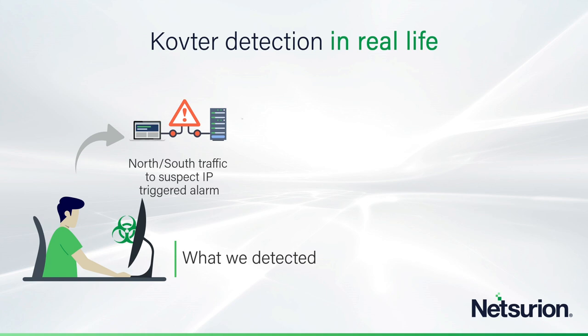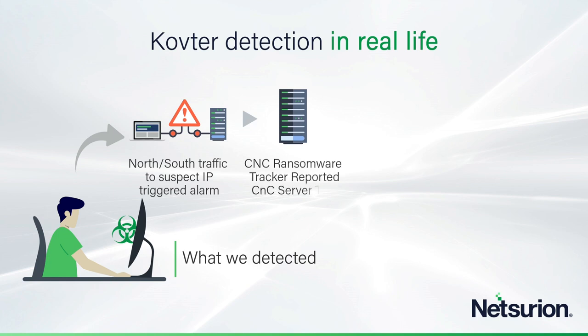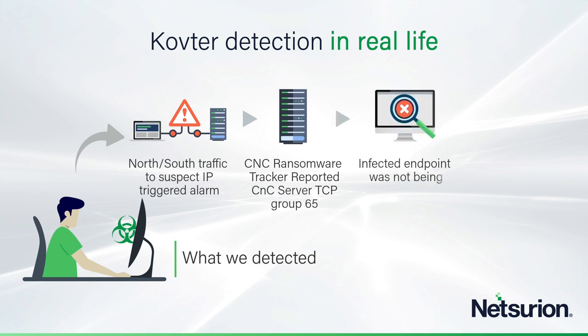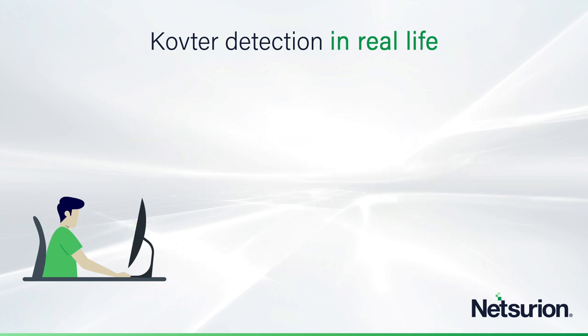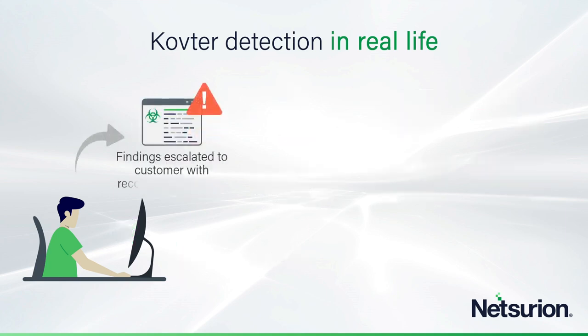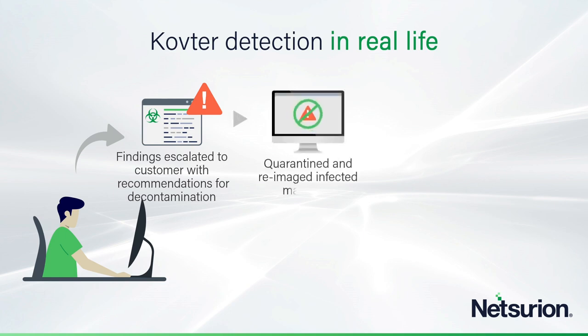And the alarm that got triggered is the CNC ransomware tracker reported. And so the IDS chirped. Now, the endpoint which was causing this problem was not within scope of the NetSurian managed OpenXDR service, but the IDS was. So regardless of the fact that we didn't have the endpoint under coverage, we were catching north-south traffic using the IDS. And so we were able to catch this and then probe further to understand what was going on and escalate findings to the customer with specific recommendations for decontamination: isolate those endpoints, re-image them, maybe talk about how it is that the infection got on there.